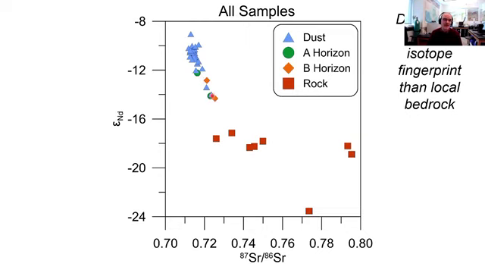So it's a third time now. Essentially, I've shown you 3 different lines of evidence supporting the conclusion that these soils are arrayed along a spectrum between a pure dust end member and a pure rock end member. They're a mixture, but they happen to be dominated more by dust than by rock.